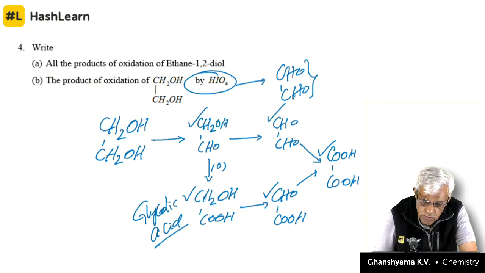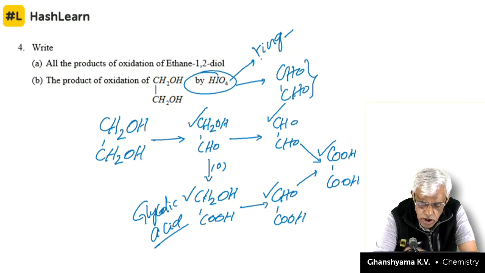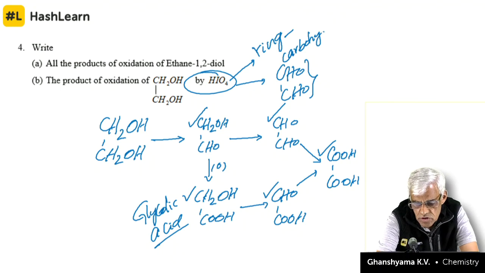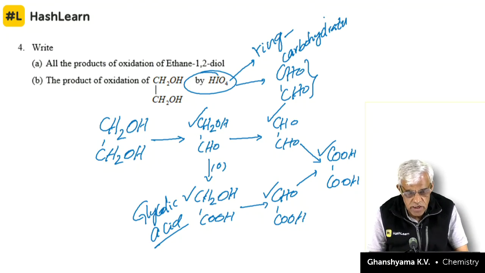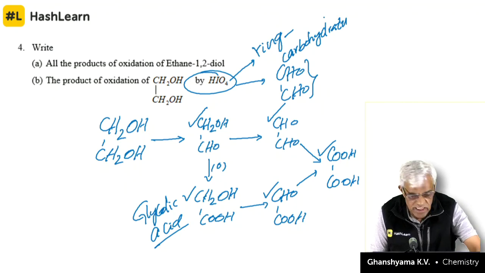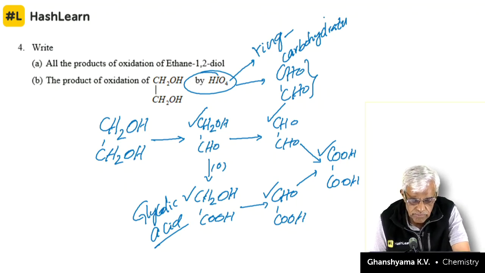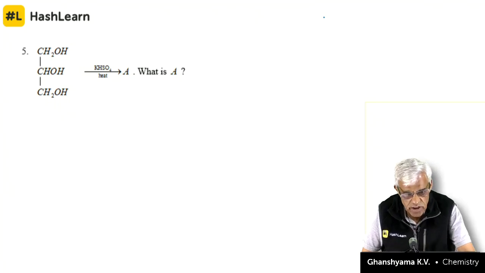This particular HIO4 oxidation is used in establishing the ring structure of carbohydrates. HIO4 oxidation, periodic oxidation, is used for establishing the size of the ring in carbohydrates. Okay.